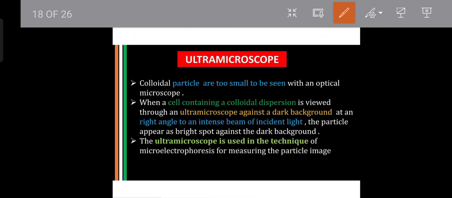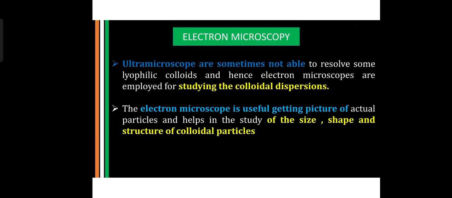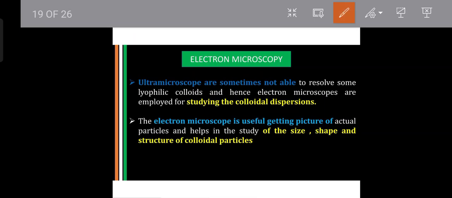Okay, coming to the next point, the electron microscope, whose resolving power is very high compared to the ultra microscope. Here it is written that the ultra microscope was sometimes not able to resolve lyophilic colloids. Why? Because as I have already told, lyophilic is a colloid in which the affinity of the solvent system with the dispersed phase is very high. So the particles present here are very negligible, very tiny, compared to any lyophobic, because most of the particles are soluble, so what is left is very small in size.